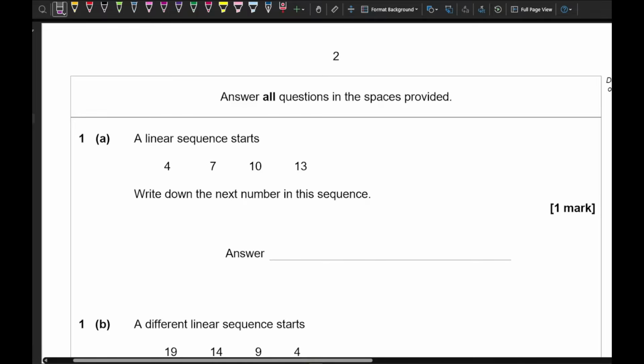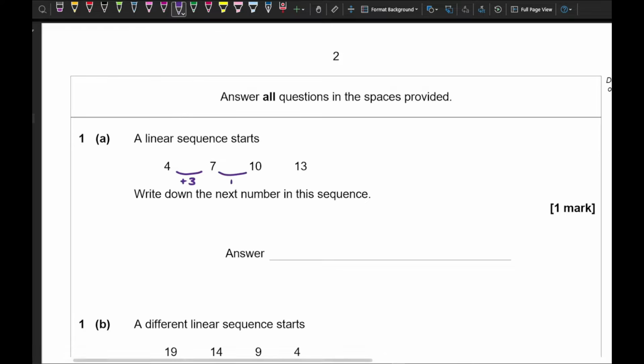So let's get started on question 1. Question 1 says a linear sequence starts 4, 7, 10, 13, write down the next number in the sequence. So for this, all you want to do is see how you get from one term to the next. We've got an increasing linear sequence, so we're working out the difference between each term, which you can see is plus 3. So to find our next term, we just need to add 3 plus 13, which gives us an answer of 16.